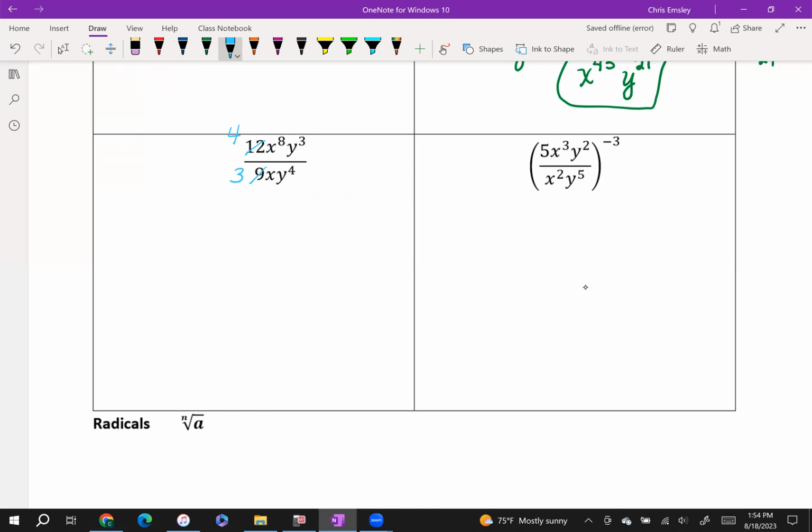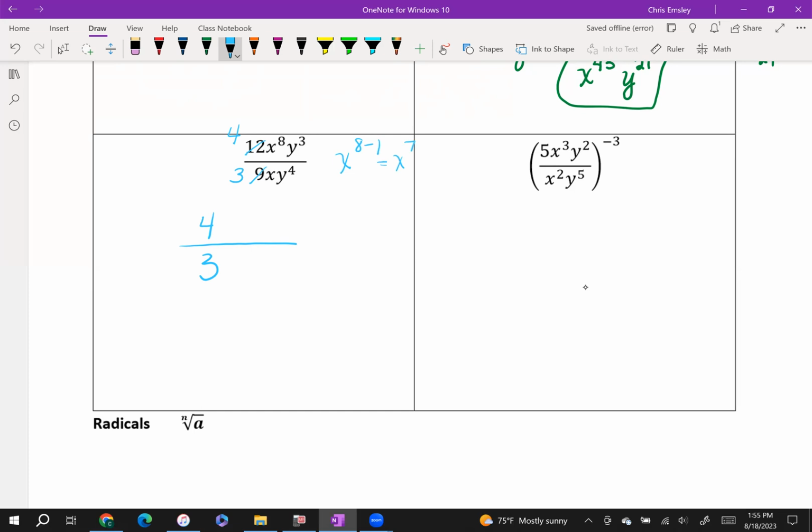I have some x's on the top and x's on the bottom, and that's one of our properties also. We just did matching bases with multiplication. When we have matching bases with division, we subtract those exponents. And we'll do that for our x's and our y's. So we have that 4 and that 3 from reducing our 12 and our 9. We have x to the 8th on the top and x on the bottom. So that means we are going to have x to the 8 minus 1, or x to the 7th.